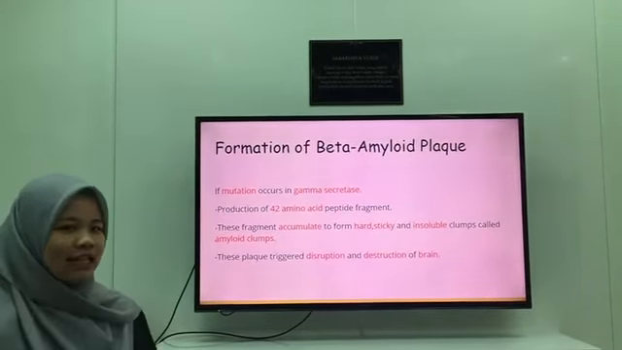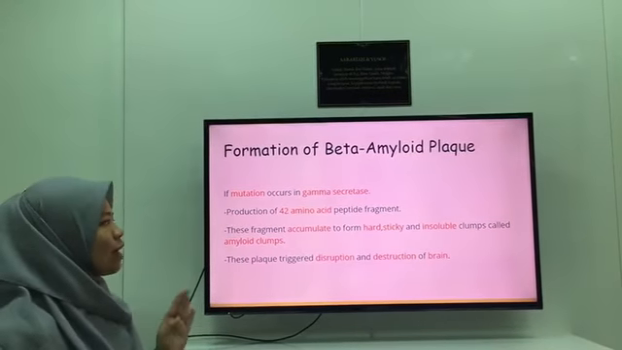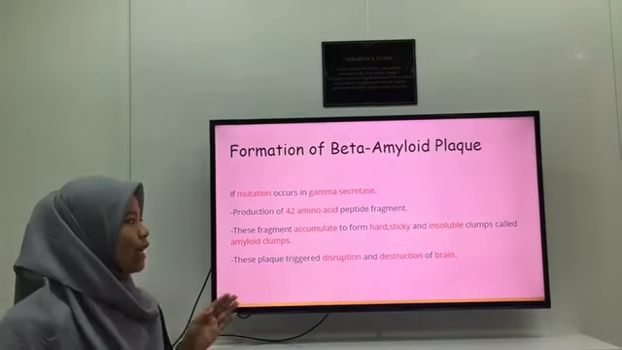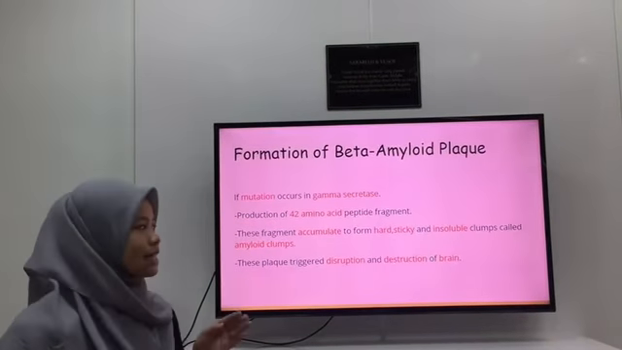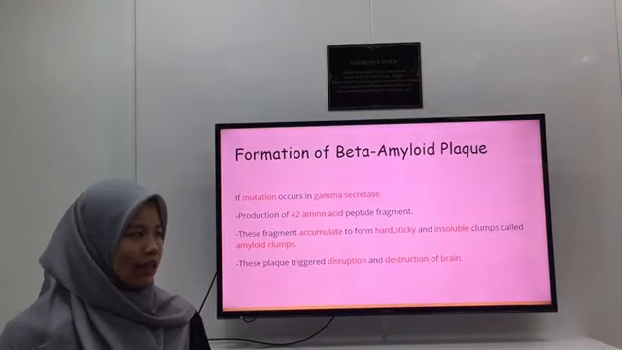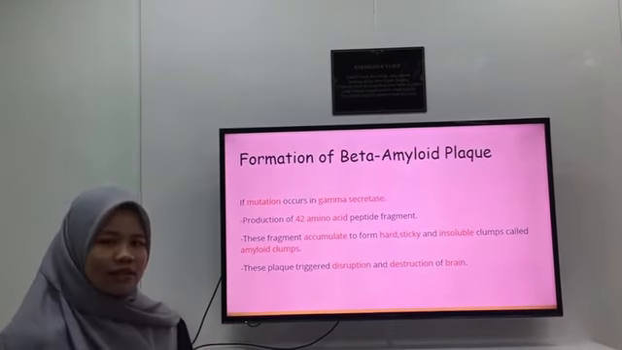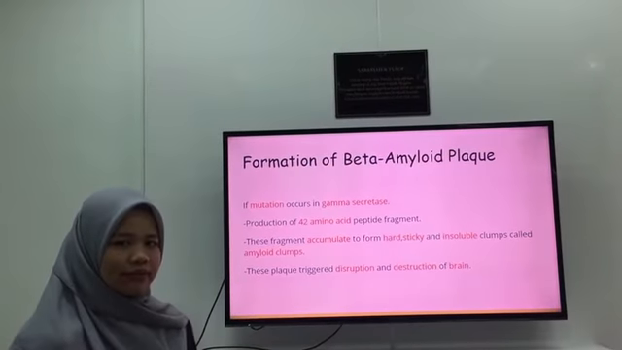If mutation occurs in gamma secretase, a 42 amino acid peptide fragment will be produced, and this fragment will accumulate to form hard, sticky, and insoluble clumps, which are called amyloid clumps. This plaque triggers destruction of the brain.